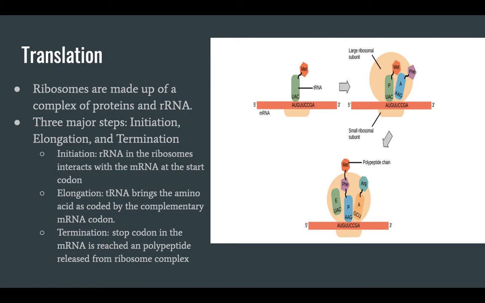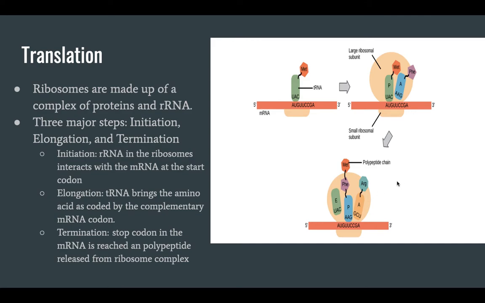Okay, so let's talk about RNA to protein, which is the final step of the central dogma. So to start off with translation, let's talk about ribosomes. Ribosomes are made up of a complex of proteins and rRNA, or ribosomal RNA. There are three major steps: initiation, elongation, and termination. Initiation entails the rRNA in the ribosomes interacting with the mRNA at the start codon.